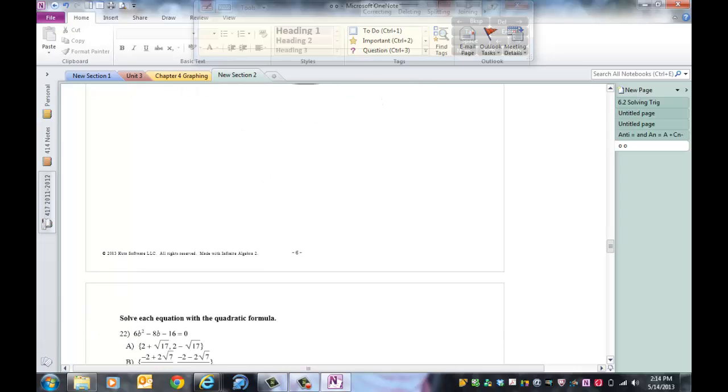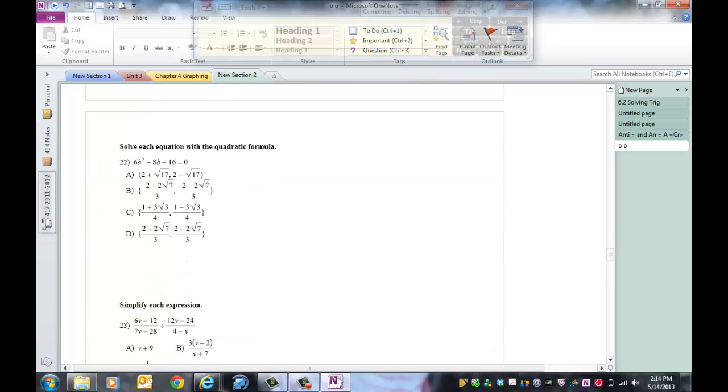So we jump down to 22. 22 is your quadratic formula. Remember, it always goes A is attached to the x squared, B is attached to the x, and c is a constant by itself, it needs to be set equal to 0. In this case, it already is, so I pull out my important bits. I have a is 6, b is -8, and c is -16. Plug it into your quadratic formula.